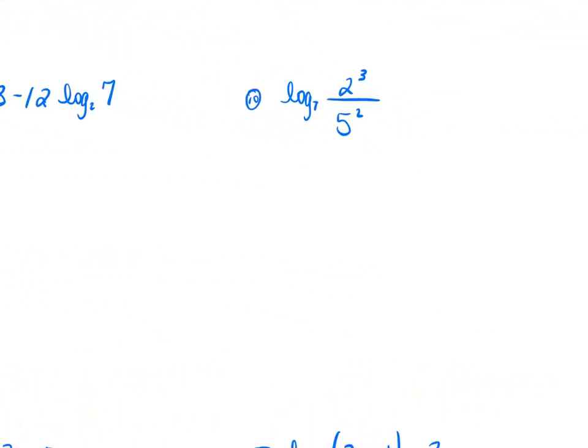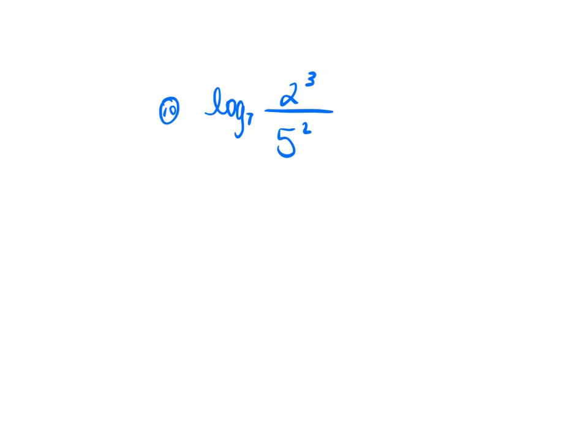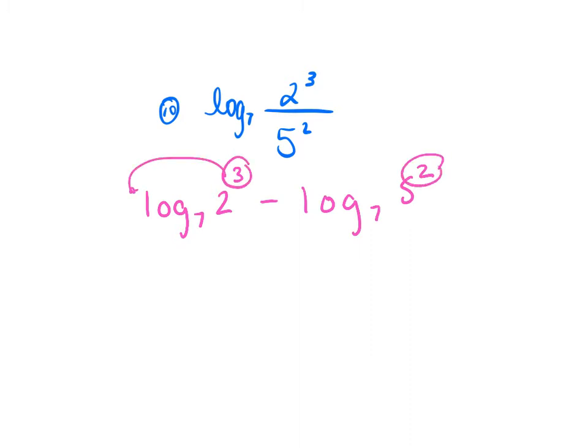All right, number 10. What do we do first here? We're expanding. So we subtract. So log base 7 of 2 cubed minus log base 7 of 5 squared. What do we have to do next? Take the exponents to the front. So 3 log base 7 of 2 minus 2 log base 7 of 5.